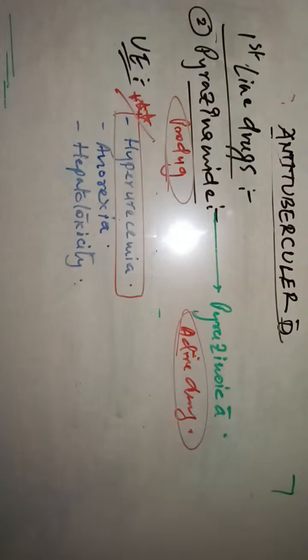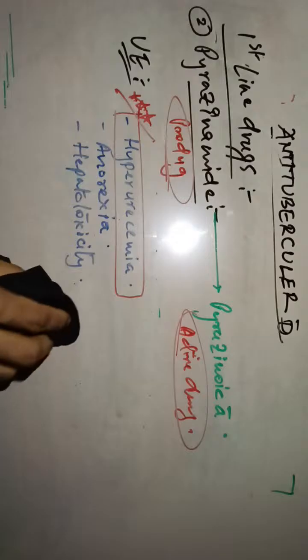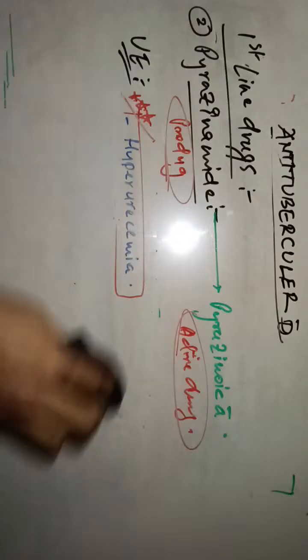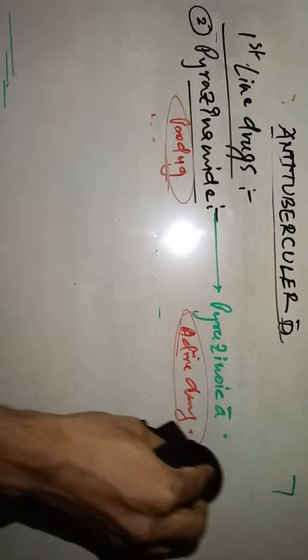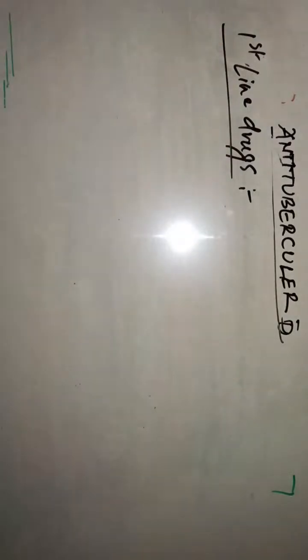Next, we will see about the drug ethambutol. So what is ethambutol? Ethambutol is a first line drug used in the treatment of tuberculosis or TB. And what is the mechanism of action of ethambutol? By inhibiting mycolic acid synthesis, it will inhibit cell wall synthesis in the bacteria. So next, third drug, is ethambutol.